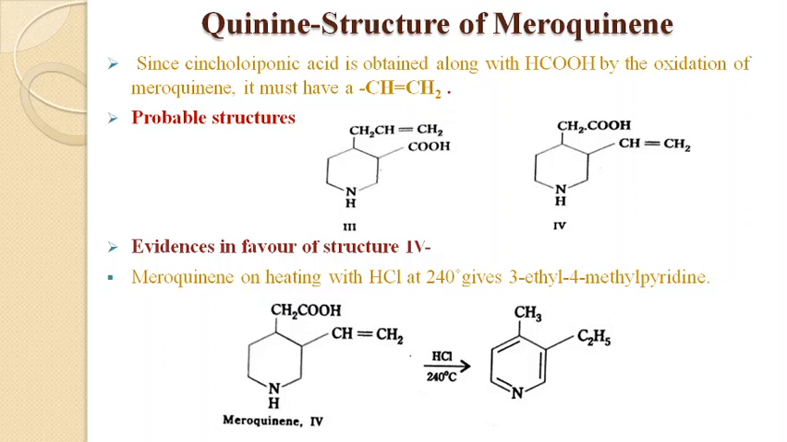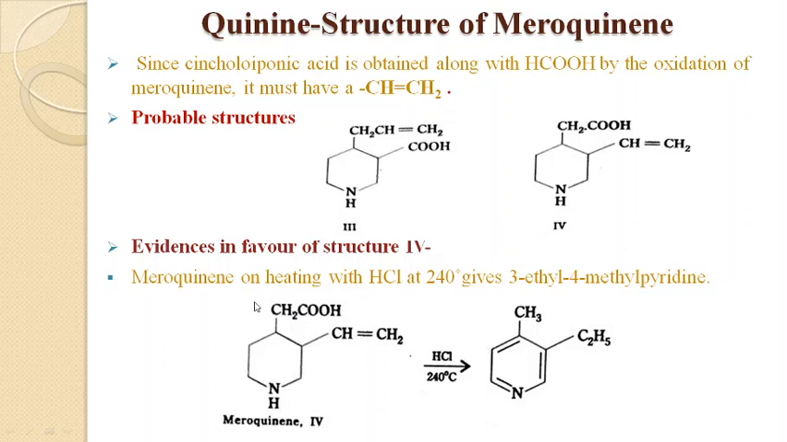Since cincholoiponic acid is obtained along with formic acid by the oxidation of meroquinine, it must have a CH=CH2 group. So the probable structures are structure 3 and structure 4, where we have inserted CH=CH2 here and here. Now the evidences in favor of structure 4 as the probable structure.